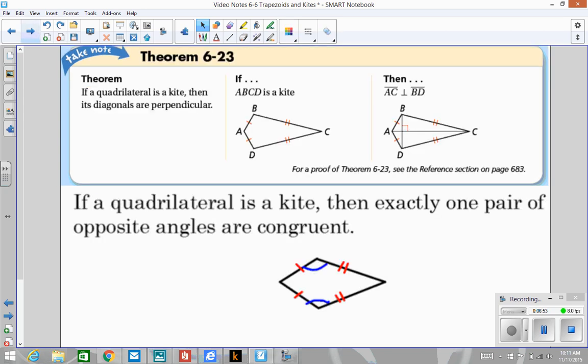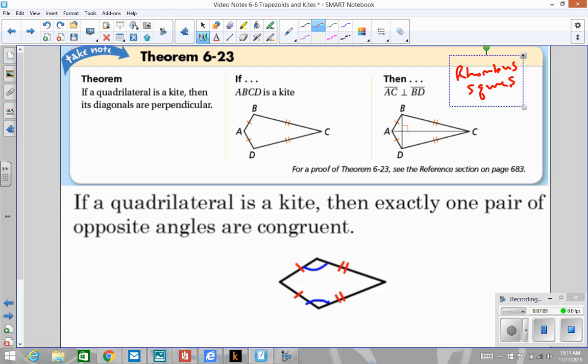All right. So the theorem we have for the kite in this book is that the diagonals are perpendicular. Now that's also true in what other figure? That is true in a rhombus and a square. So how do you know if it's a kite or one of these figures? Well, remember that opposite sides must be congruent in a parallelogram, and these don't have opposite sides congruent. So there's the difference between the rhombus, square, and the kite.